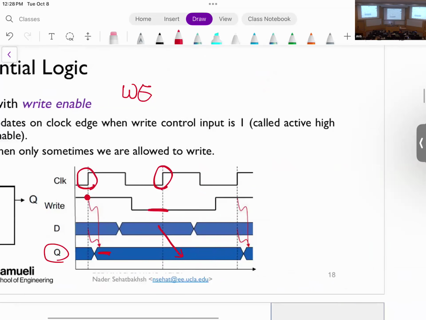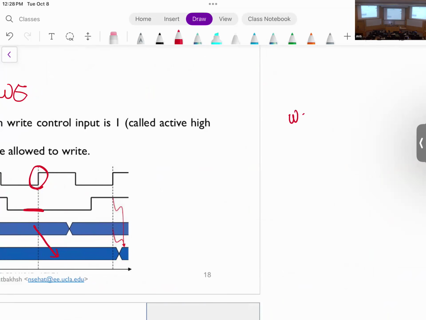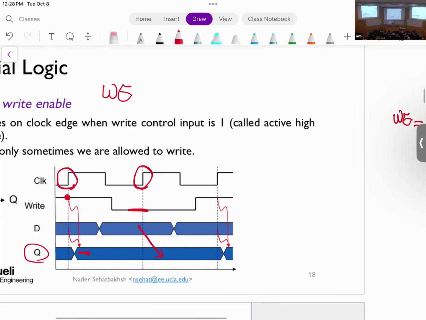Typically, if write enable is equal to 1 and then we write, we call this active high, which means that the register is active when the value is high, when the value is equal to 1, okay? If the register is active low, it means that write enable needs to be equal to 0 for this to be written, okay? By default, we typically assume active high, but keep in mind that there's also active low, all right? So that's the difference between the two.